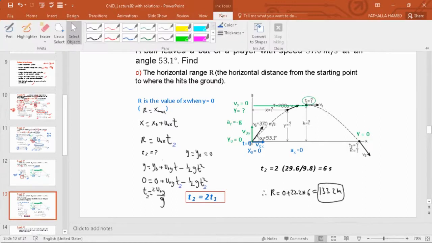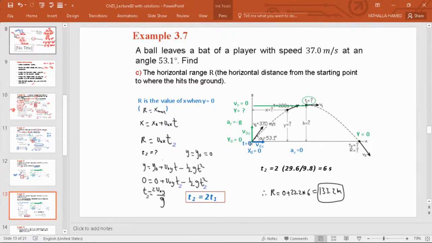Now in this, it is the same example, but they ask you the range. And the range here means the horizontal distance from the start. That means all of this distance here. What is this range?